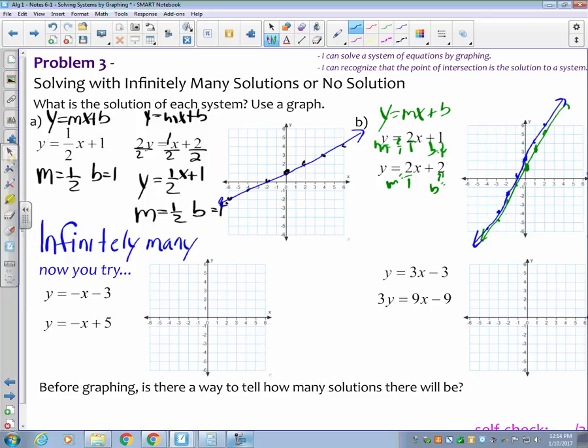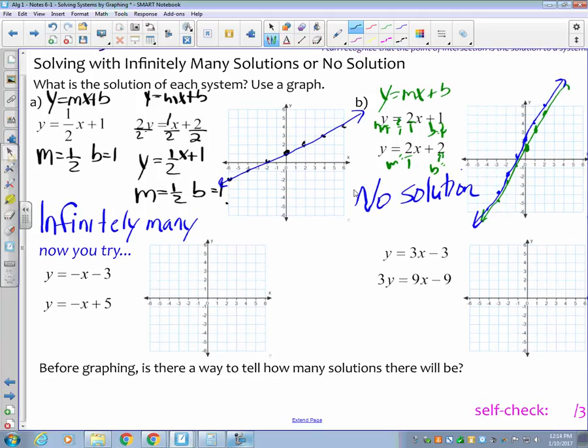So when we have two lines with the same slope, or parallel lines, we have no solution. There's no place that they're going to cross. Okay, so your guys' turn. You're going to graph these two lines here. And the high-level thinking question that we have to think about before graphing: is there a way to tell how many solutions there will be?